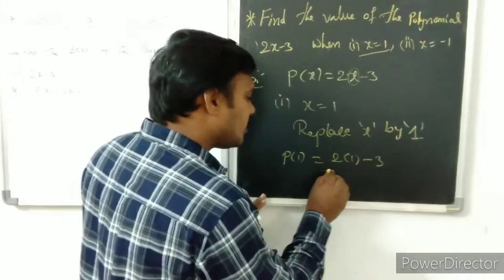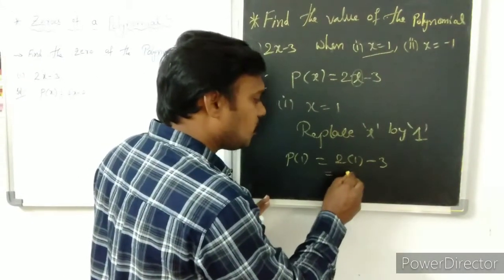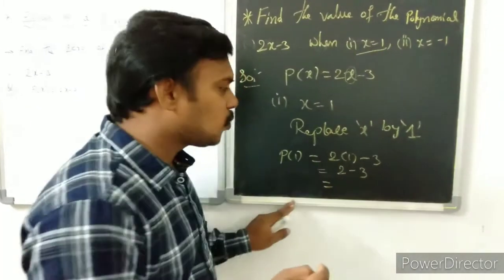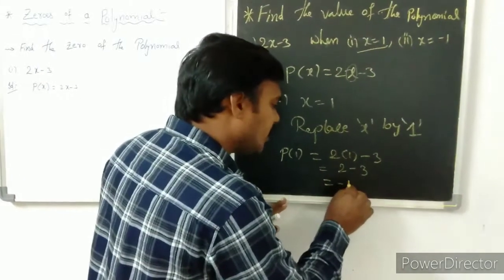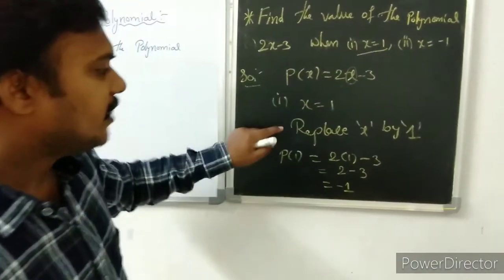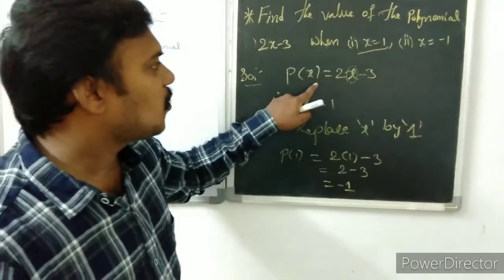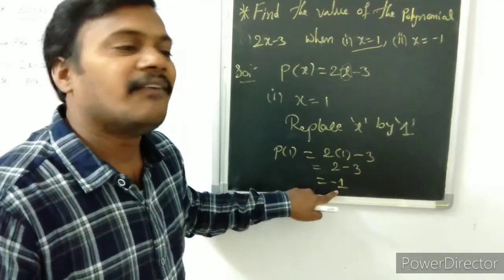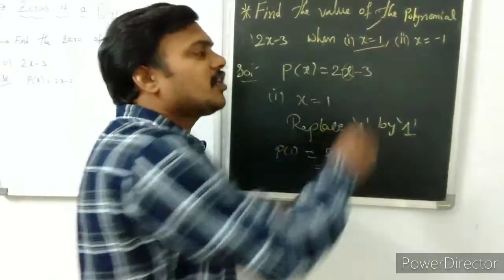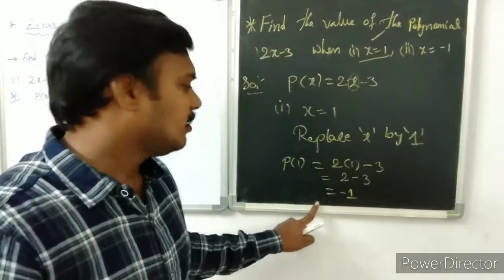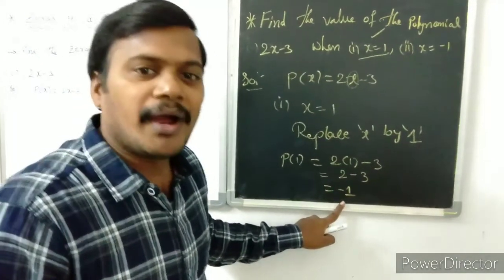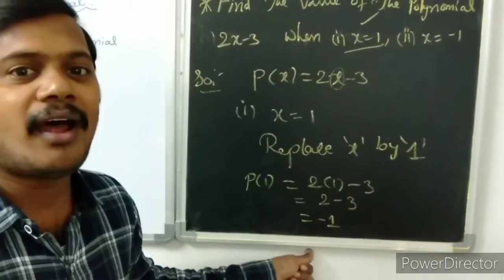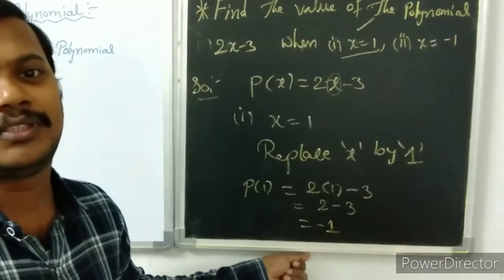Now see what the value is. 2 into 1 is 2, minus 3. What is the value of 2 minus 3? It is minus 1. So the value of the polynomial is minus 1. When we replace x equal to 1, we get the value of the polynomial as minus 1. That value of p of x is minus 1, not equal to 0.